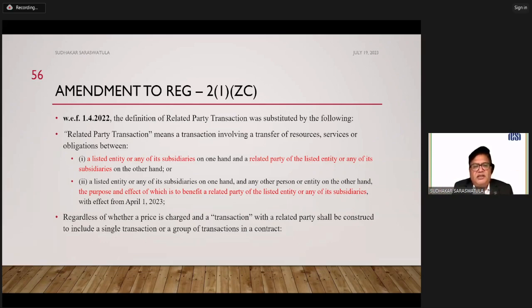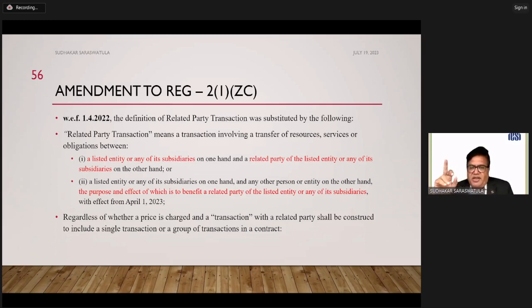In addition to that, effective April 23, a new amendment has also come into force, stating: a listed entity or any of its subsidiaries on one hand and any other person or entity on the other hand. That means this other person or entity is related neither to the listed entity nor to the subsidiary. The listed entity or its subsidiaries enter into a transaction with any other person or entity, despite the fact they are not related, but the purpose and effect of that transaction is to benefit a related party of the listed entity or any of its subsidiaries.